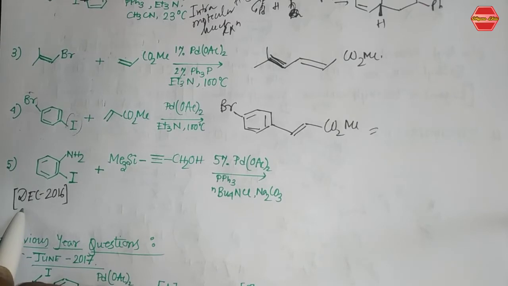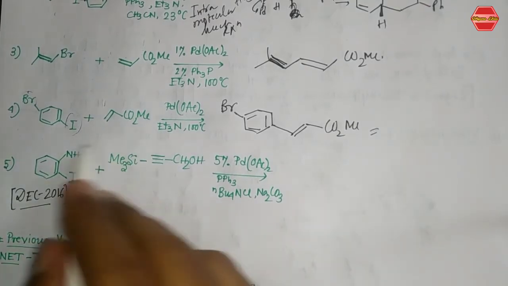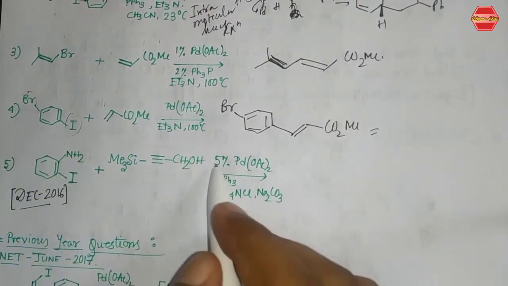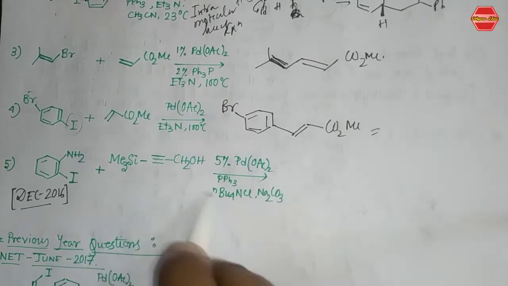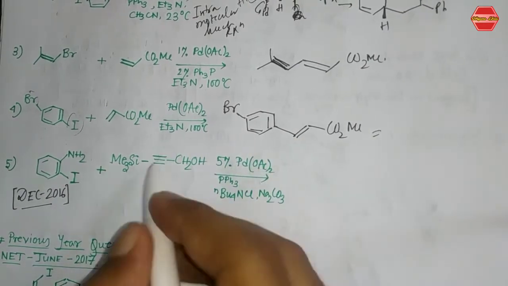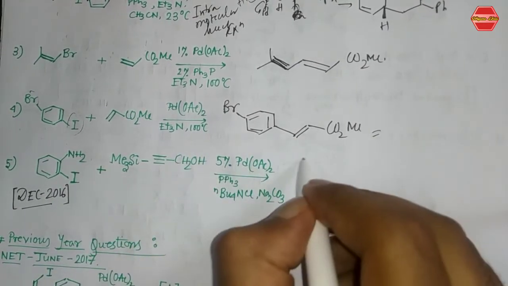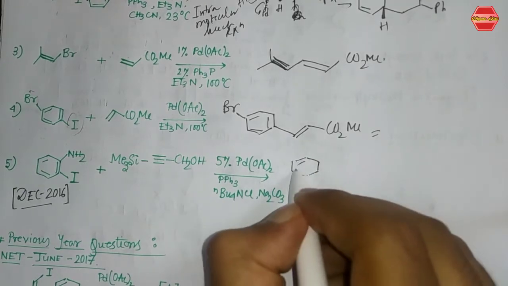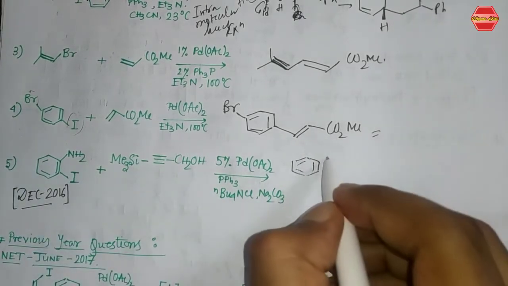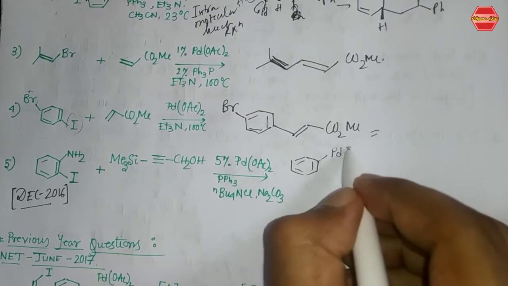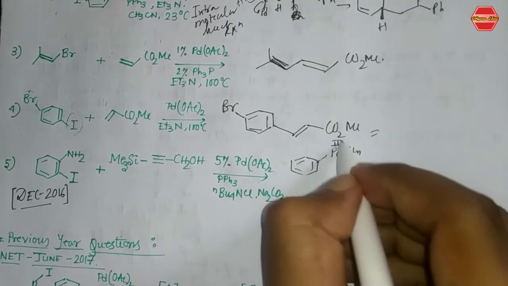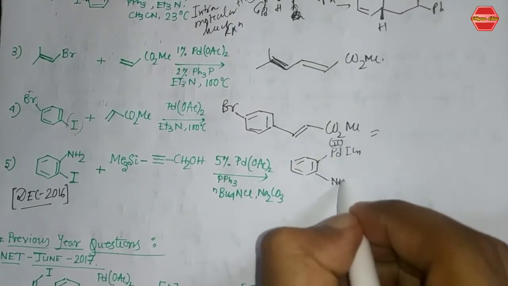Now this question came in December 2016. The question says that you have given the substrate and the palladium 5% Pd(OAc)2, like this. Let's see how to do this question. Now you know that first the iodine will exchange with the palladium, giving a palladium-iodine and Ln complex in the 2 oxidation state, and here you have the NH2.